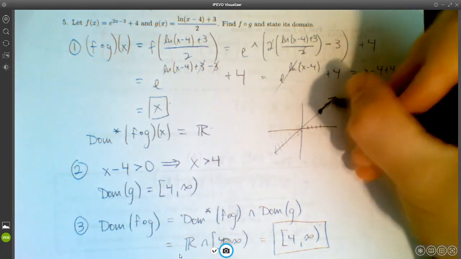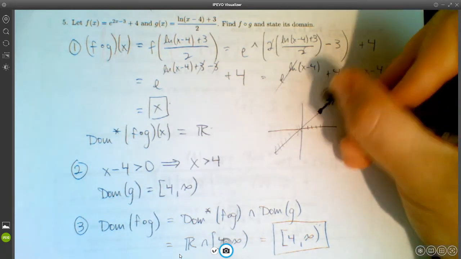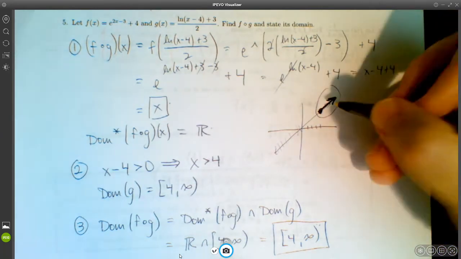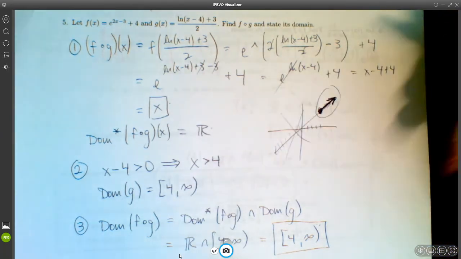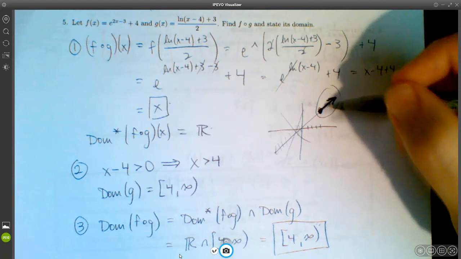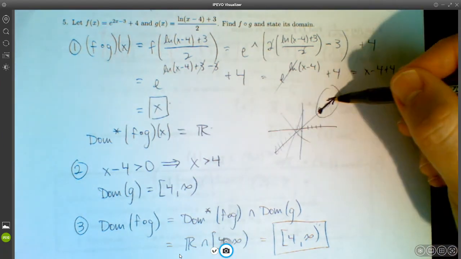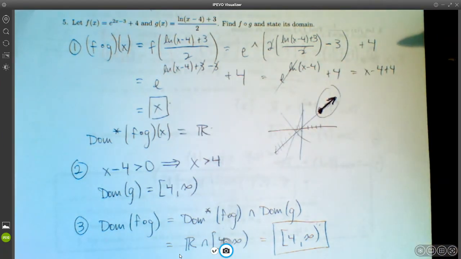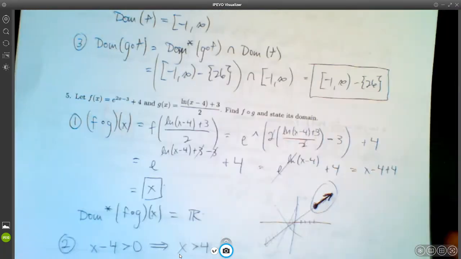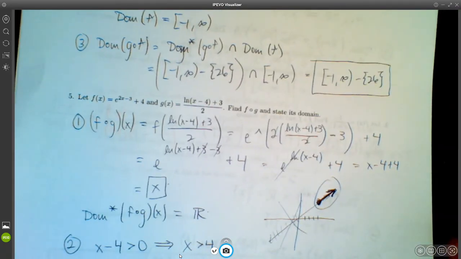So really this function would only look like this portion of the graph. The rest of it would not be on there, right? So instead of looking like a line, it's just going to look like a ray. Anyway, that's kind of interesting, I think. Okay, so that's how compositions work.